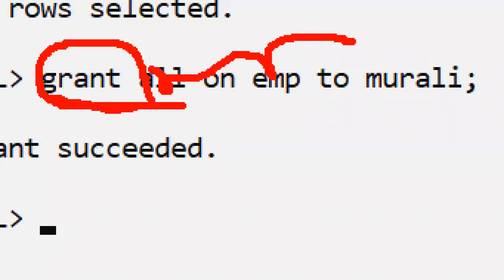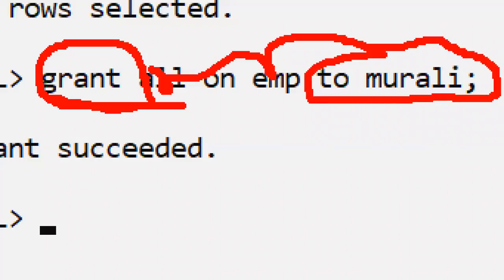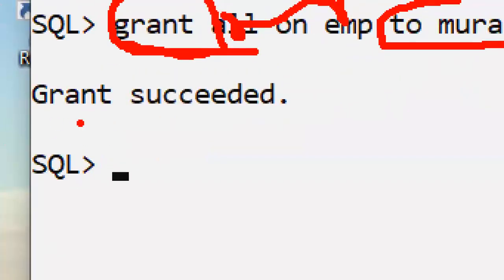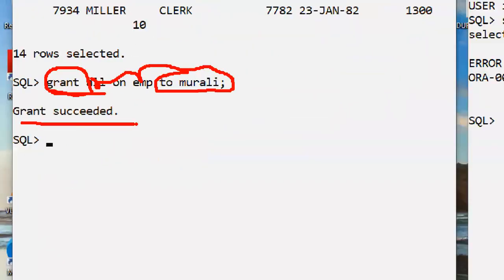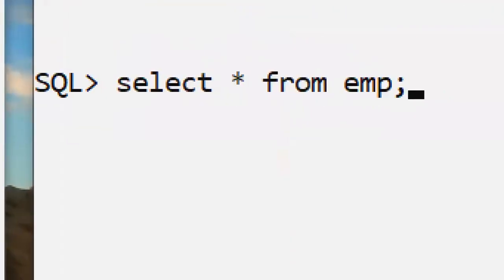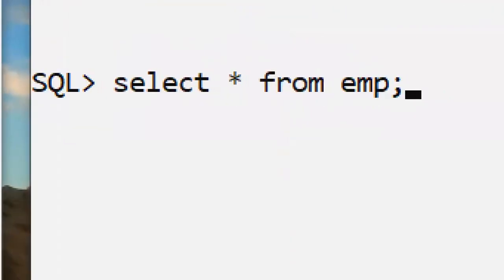Grant EMP table to which user? Murli user. They are giving permission. Scott user giving permission to Murli user. Grant succeeded or not? Yes, very good. Grant succeeded. Now guess it, anybody in our class. Now Murli user tries to access the EMP table. Select star from EMP. Possible or not possible?